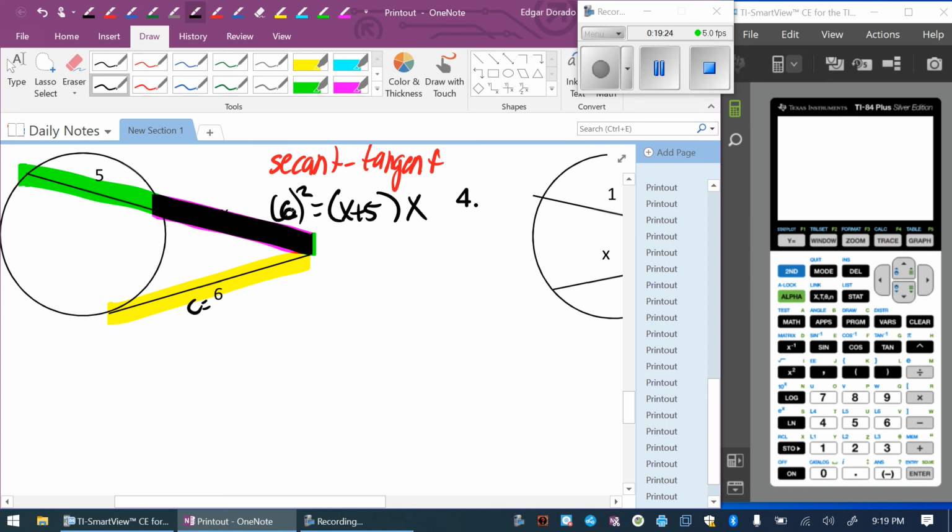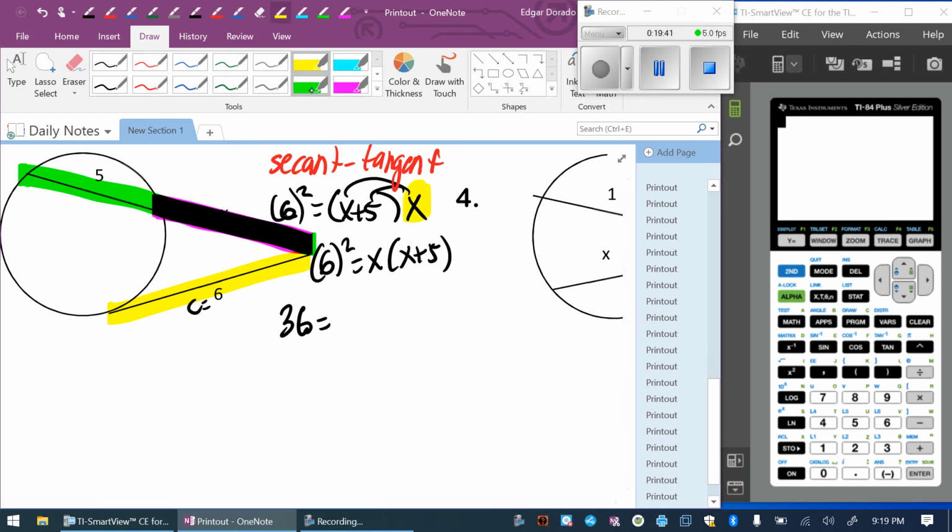Okay, so let's do that. This is going to be 6 squared, which is 36, equals, well, I could distribute this x in here. And guys, you could write it like this too. Just FYI, I know a lot of you are going to want to do it like this anyways. You could put the x first, and then the x plus 5. I actually prefer that too, but sometimes it comes out the other way. It doesn't matter which way you multiply it.